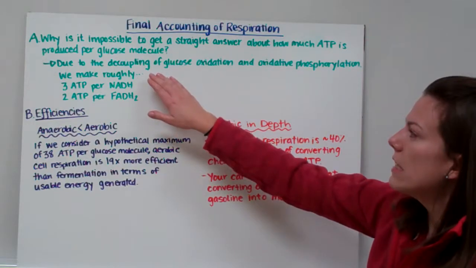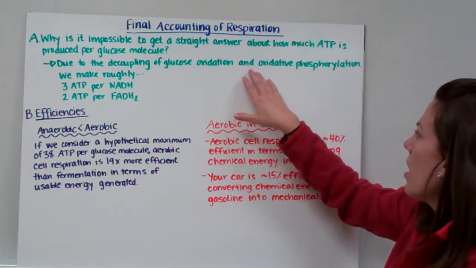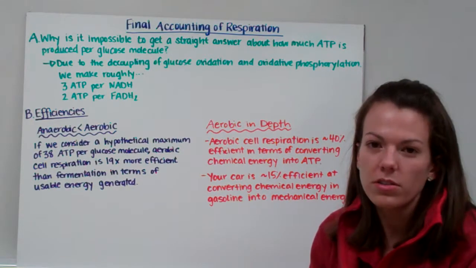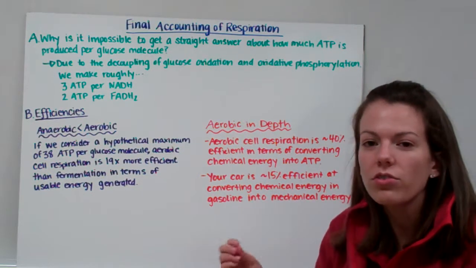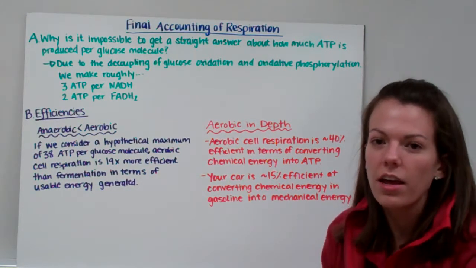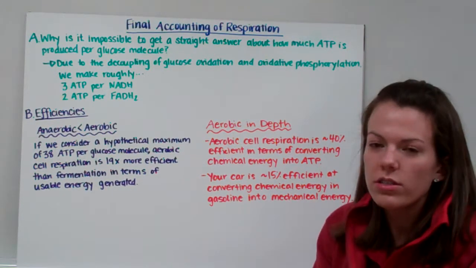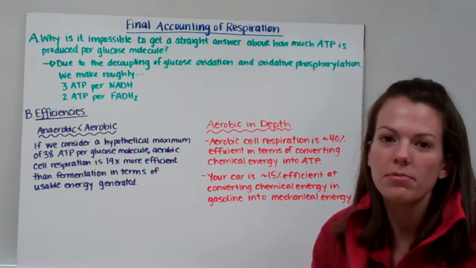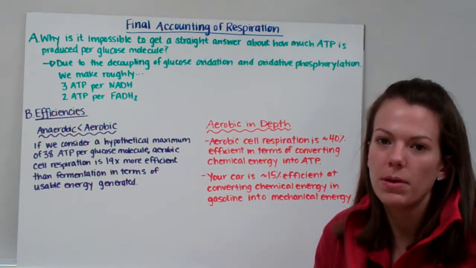That's due to the decoupling of glucose oxidation and oxidative phosphorylation. As we're losing our electrons from glucose, as we're losing those hydrogens, we're not directly making ATP. We're passing those hydrogens on to our electron carriers. So we're not breaking down glucose and immediately making energy. We have different steps in that pathway, and because of those steps, we don't have an exact number of ATP we're making.